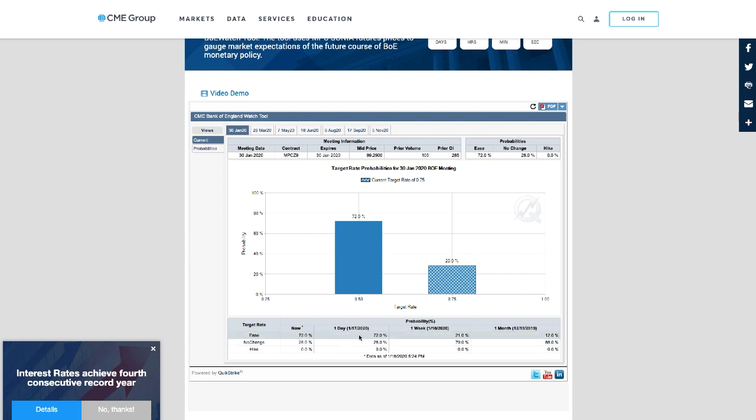So the probabilities of a cut are now at 72%. One month ago, so last year on the 19th of December, it was at 12%. A week ago, the probability of a rate ease was at 21%, and now it's at 72%. So the probabilities increase for a rate ease, and that's because of, you know, Brexit, low inflation. Mark Carney came out, I think it was last week Thursday, saying that he's worried about the economy and what was happening, and they were pretty much dovish on interest rates. You can start to see it's a buy the rumor, sell the fact scenario.